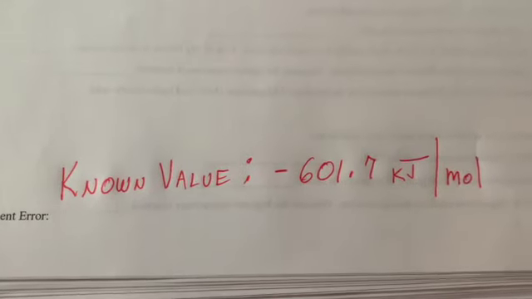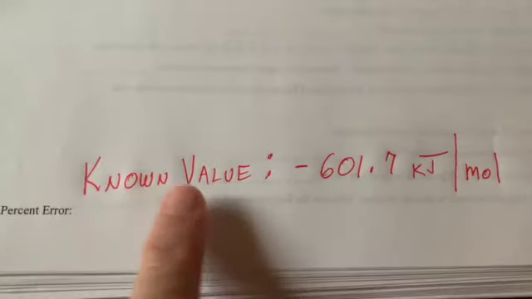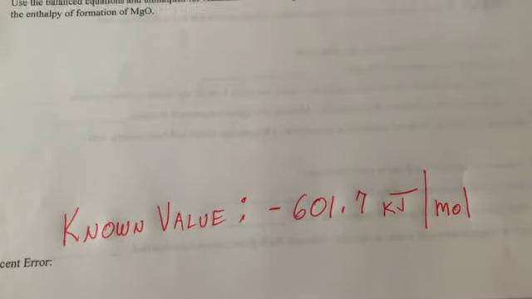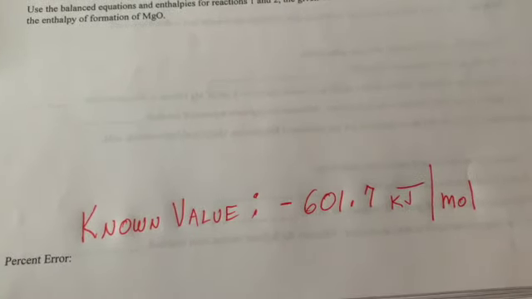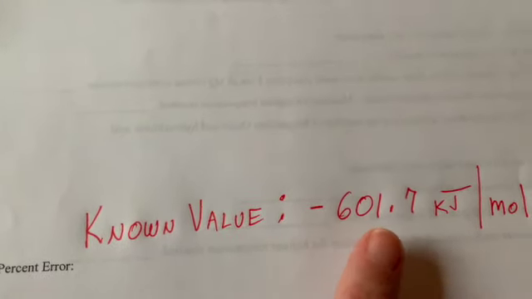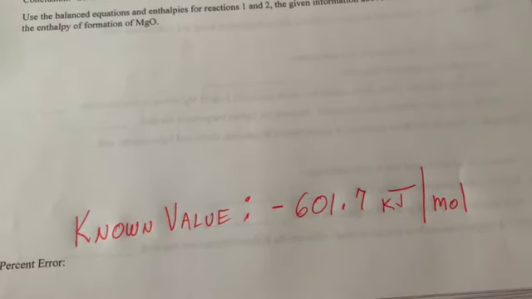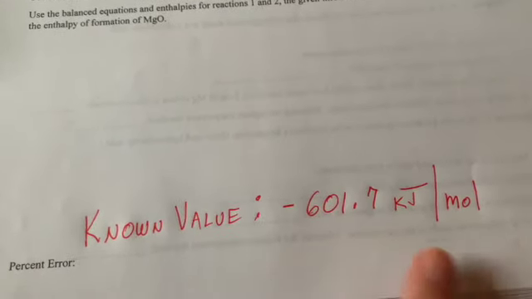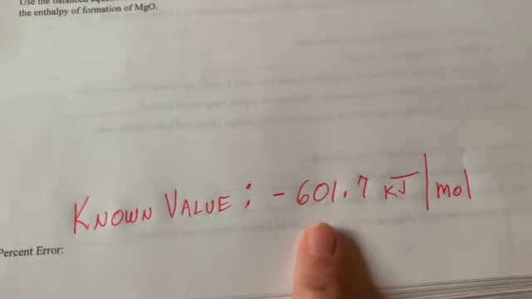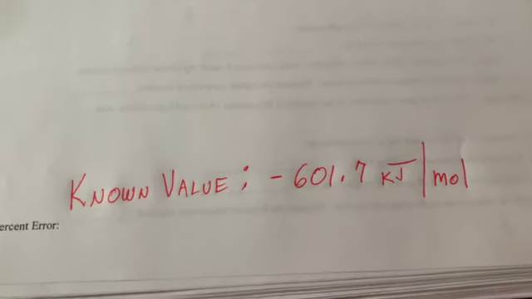Hi everybody, now that you have done your lab, you're going to compare your value to the known value. The known value for the enthalpy of formation of 1 mole of magnesium oxide, and that's why you had to make sure that balanced equation is for 1 mole, is negative 601.7 kilojoules per mole. So please make sure that you have your values in kilojoules, or you convert these to joules when you are comparing them. Negative 601.7 kilojoules per mole.